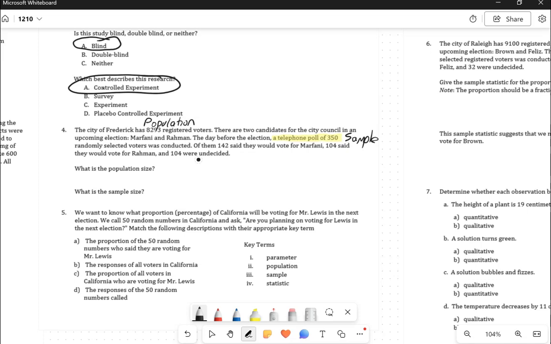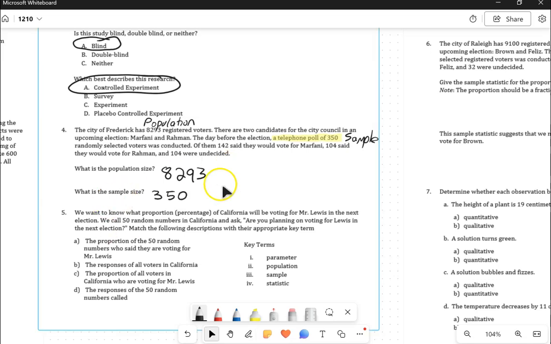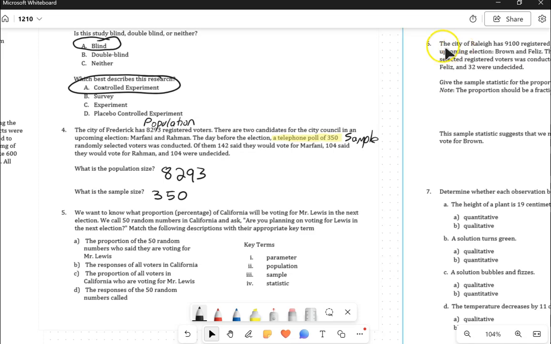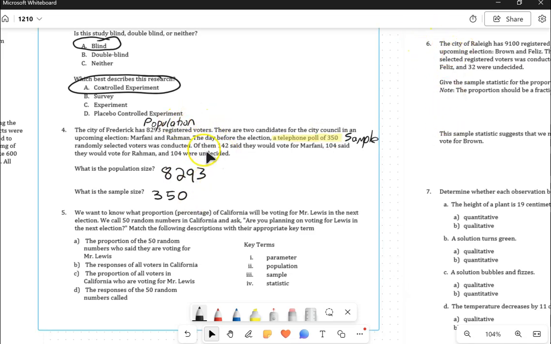Of the ones called and responded, 142 said they would vote for Marfani, 104 said they would vote for Rahman, and 104 were undecided. So the population size is 8,293, whereas the sample size is the 350. There's a lot of other questions that could come about here, and there are some other questions like number 6 coming up that have other information besides this.